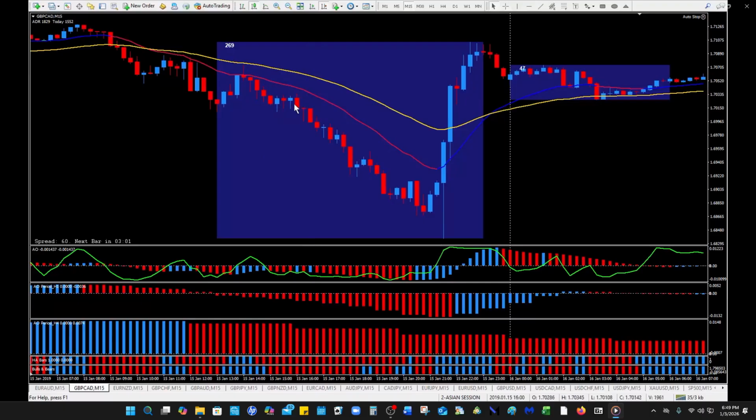You can either get in, like I say, when it breaks the trend line or when it breaks the support. This here is your support. Get in here, or here, right here.